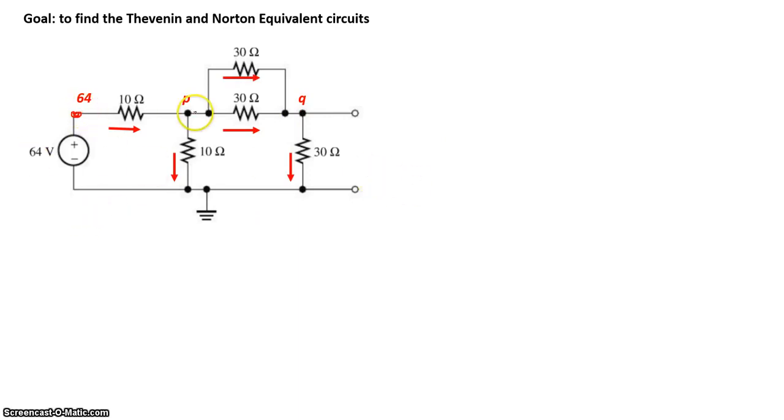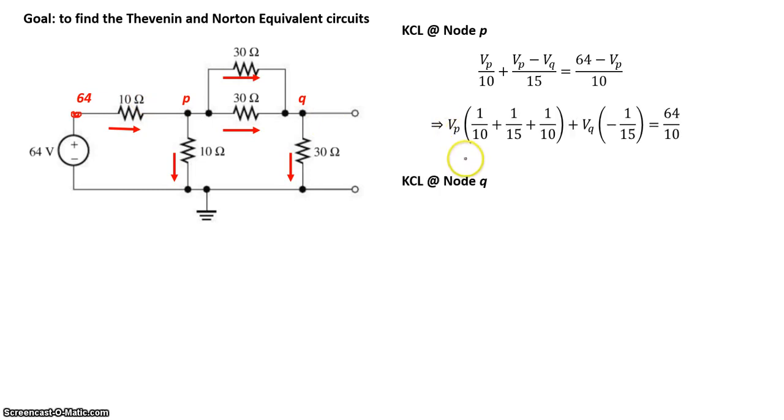So current coming into node P is equal to current coming out. So Vp over 10, so that's the current going down, plus Vp minus Vq divided by 15, equals current coming into the node, which is 64 minus Vp divided by 10 ohms. Well, that gives us, if we rearrange everything, the following equation.